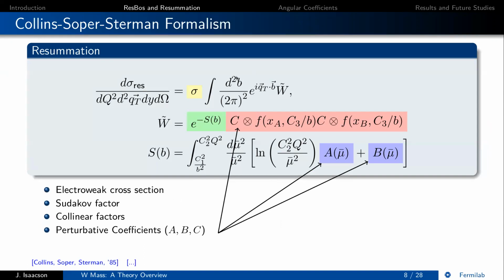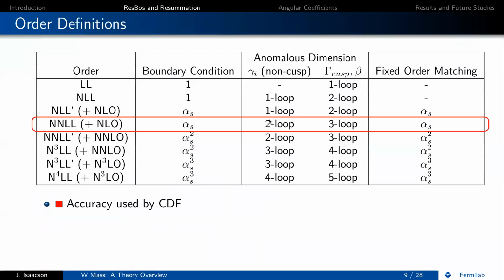Okay, yeah, I can go back here. It's just this, right? So this part right here is just a 2D Fourier transform. And so you see the q_T and the b are just Fourier conjugates of each other. But if you want to think about this in physics, it's basically the impact parameter, so how far apart the two partons were at closest approach. So that's sort of the physics picture.